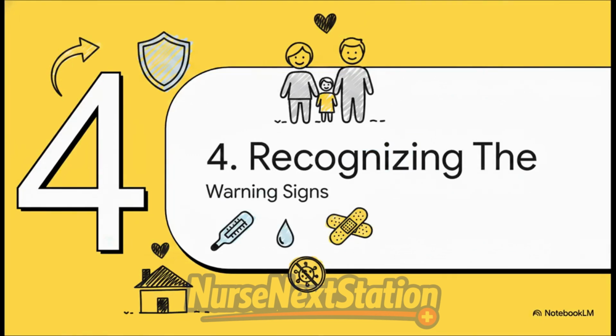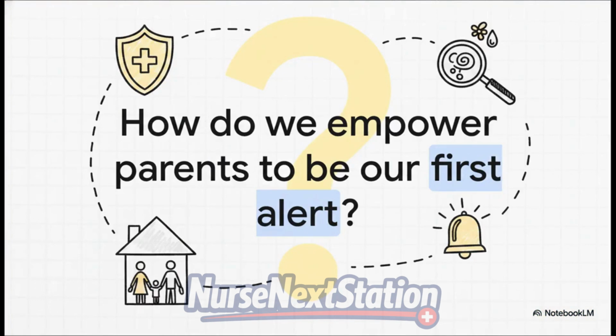Now, our assessment in the hospital is absolutely vital. But you know what? The first line of defense often starts way before they get to us. It starts at home with the parents. So how do we do it? How do we turn anxious parents into our best first alert system? We do it by teaching them clearly, simply, and effectively. We make them our partners.